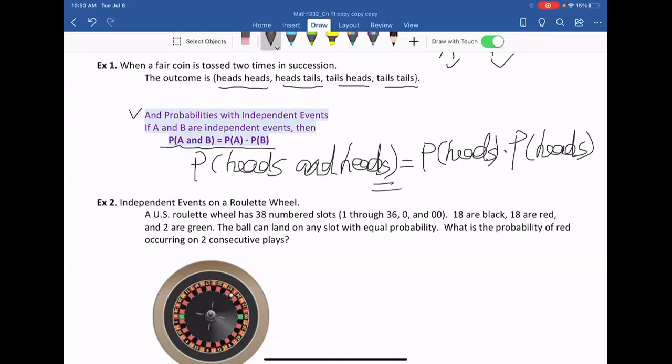If you toss a coin, what's the probability of getting a heads? That's 1/2. And then getting a heads again is 1/2. So if you toss a coin 2 times in succession to get 2 heads, the probability is 1/4.